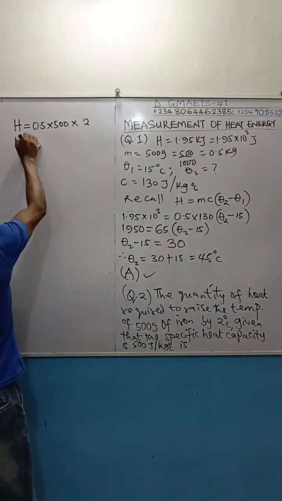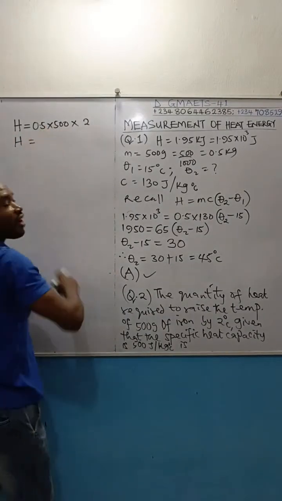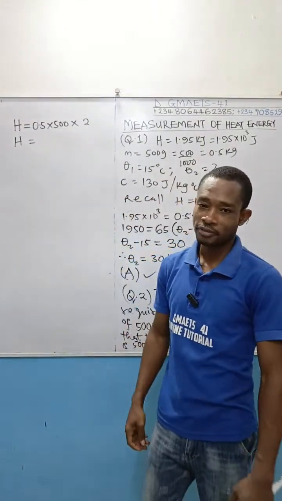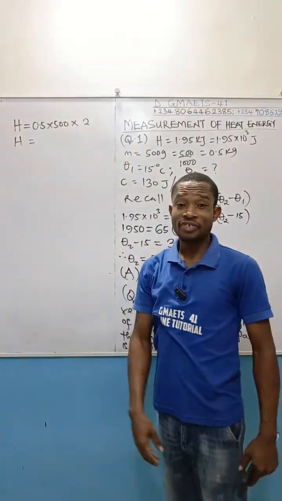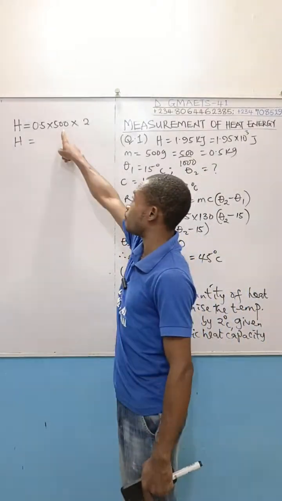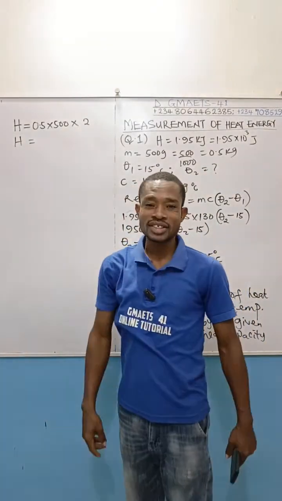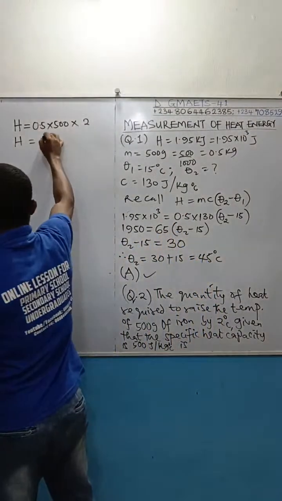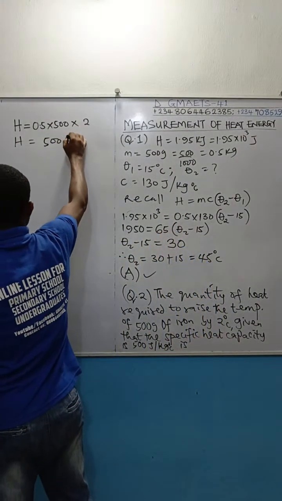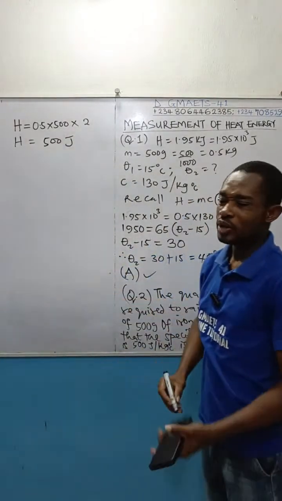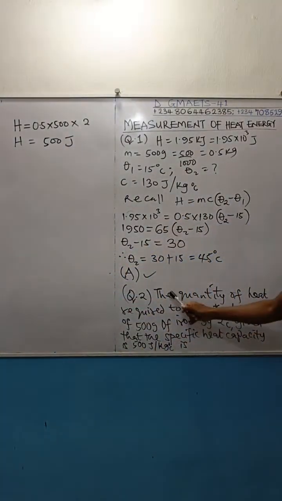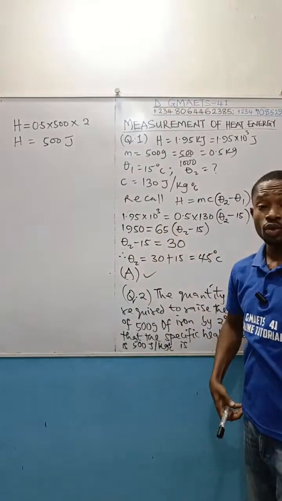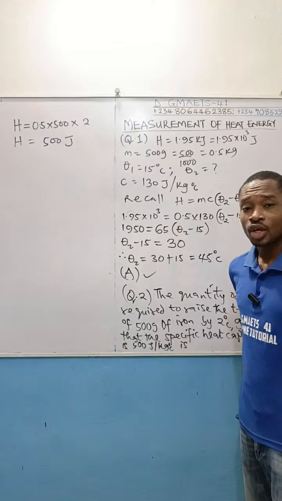So that our H will now be equal to 0.5 times 500, is half of 500, which is 250. 250 times 2 is 500. You can still decide to solve this as 500 times 2, 1000. 1000 times 0.5 will give you 500. So this 500 joule, the unit is going to be in joule because there is nothing that is in kilojoule here. So the unit is going to be in what? In SI unit of energy, which is joule.